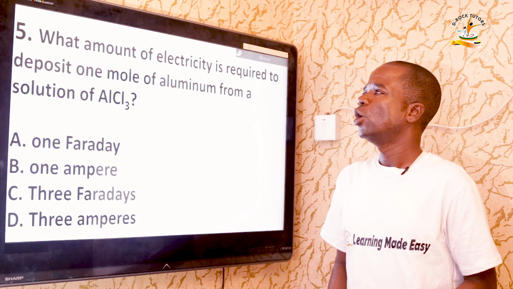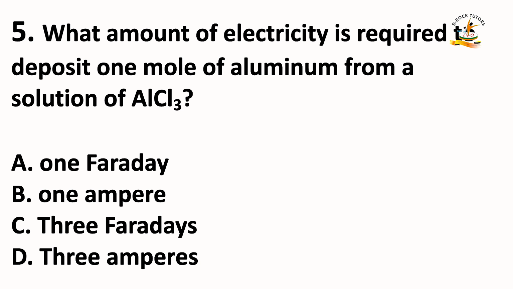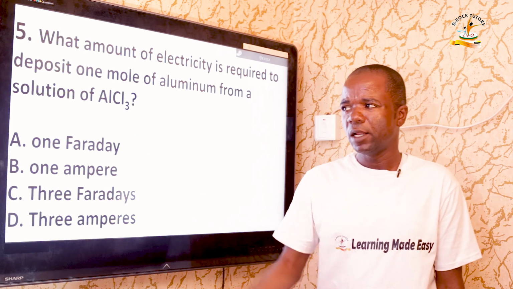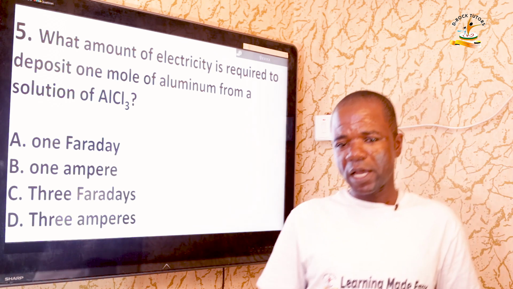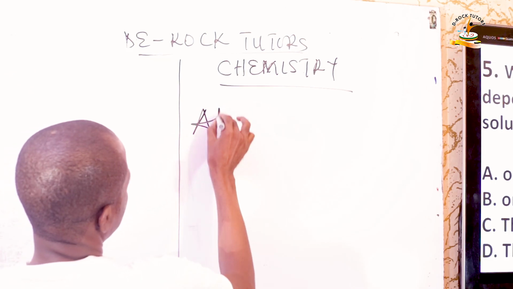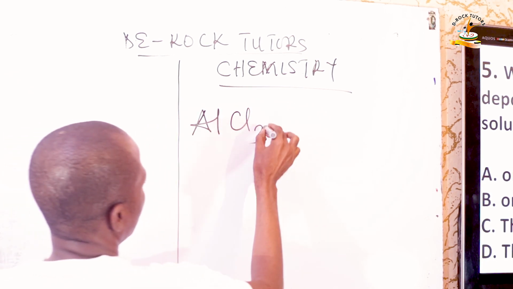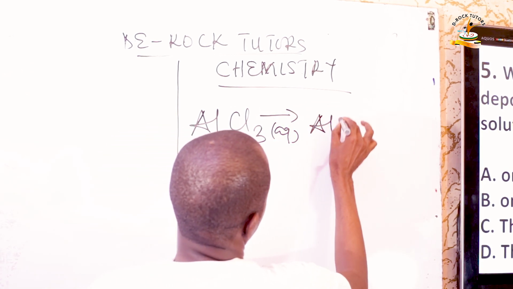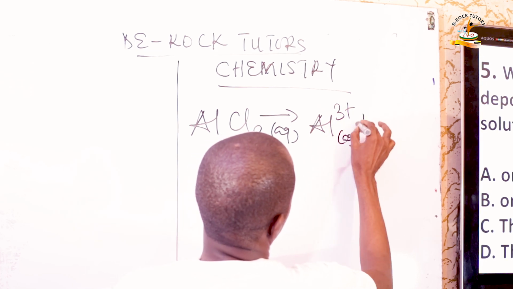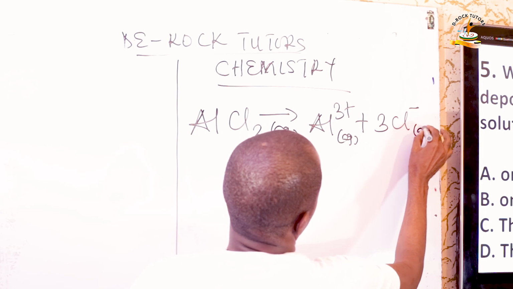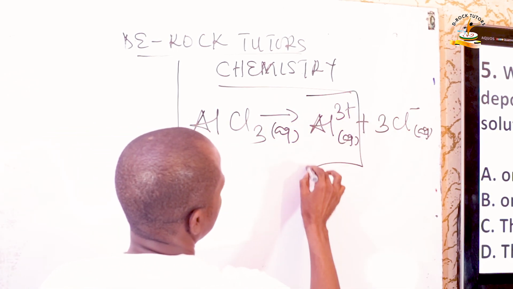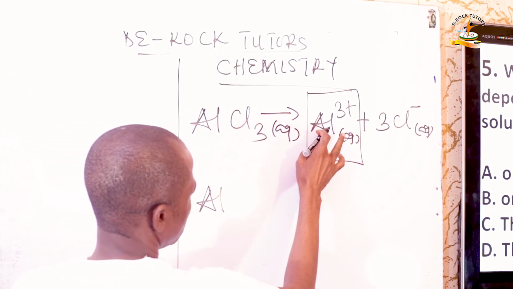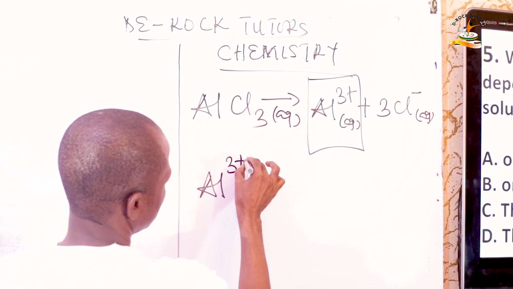Let's go to number five. What amount of electricity is required to deposit one mole of aluminium from a solution of aluminium chloride? Let's take a look at the board and see how we can get the answer. Aluminium chloride is AlCl3. When this is broken down, it's going to produce Al3+, the aluminium ion, and 3Cl-. Now we are focusing our attention on Al3+.